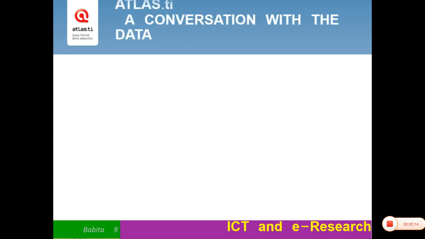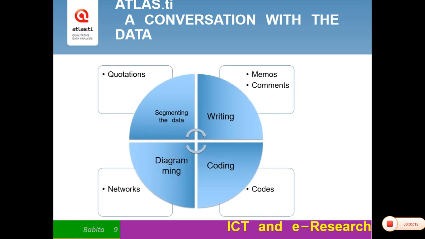So the next slide talks about a conversation with the data in Atlas TI. So all the project files in Atlas TI can be commented by using different kinds of different objects like quotation, network, codes, memos, and comments, and so on. So especially memos and comments, they are used for writing, and memos contains a note of another researcher on the team, or it can be linked.